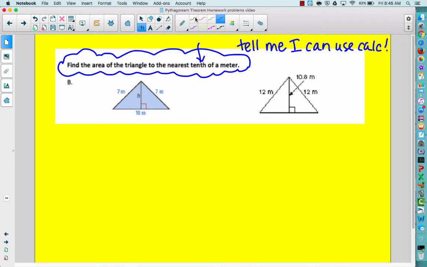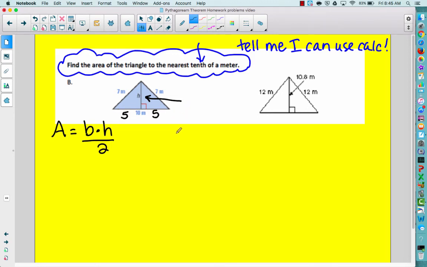Okay, it's telling me I'm not going to get an exact value, which is fine. All right, but I see an isosceles triangle. I have to find h, because remember the area formula is base times height over 2, and an altitude, which is drawn in here, is a height.